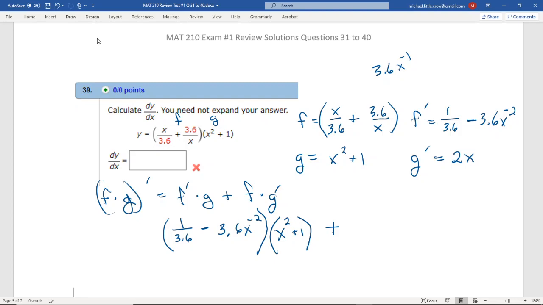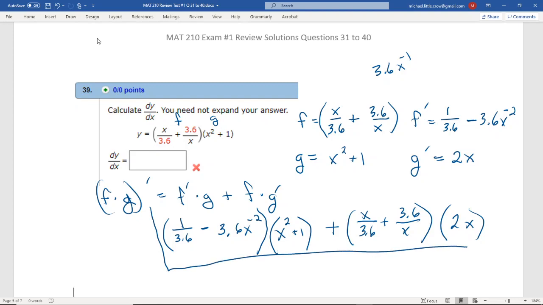Plus, that's this part here. Now it's the f with nothing done to it, the f function: x over 3.6 plus 3.6 over x, times the derivative of g, which is just 2x. Again, you could distribute through and you should get the right answer, but they say you do not need to expand. So this is our answer right here.